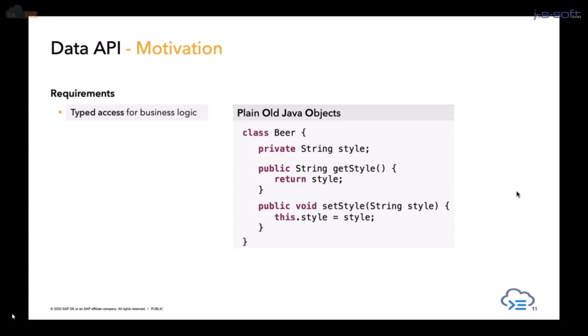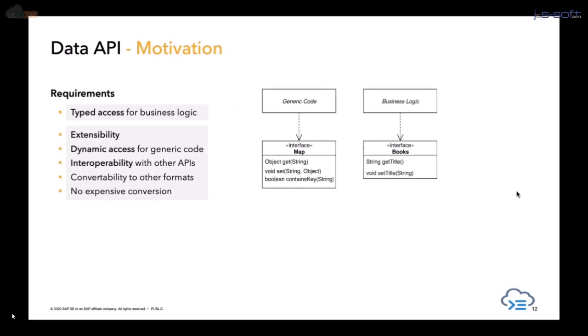But when having a closer look, we also saw the need for extensibility, dynamic access for generic code, interoperability with other APIs, and conversion to other formats, and these conversions shouldn't be too expensive. And there, actually, the Java Map interface is a good data structure for these requirements. So now we have both sides. For business logic, we usually want typed access. For generic code and extensibility, we want map access on the data. And therefore, we decided to go for a hybrid approach.